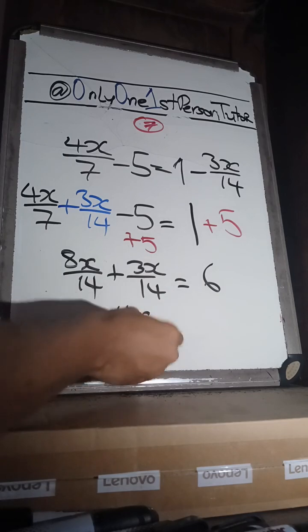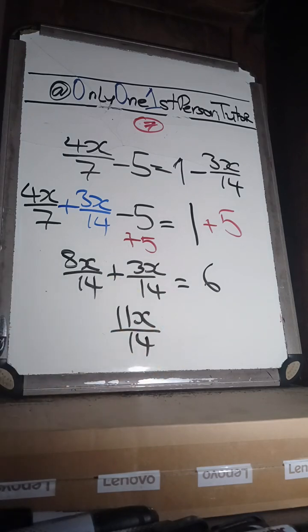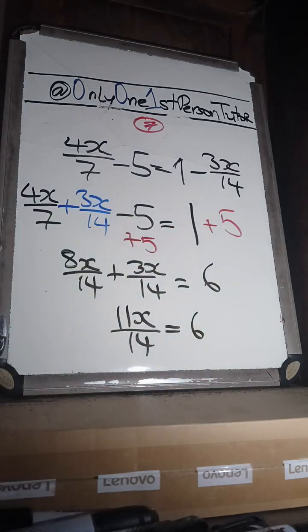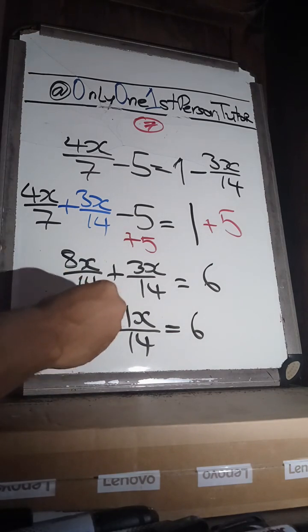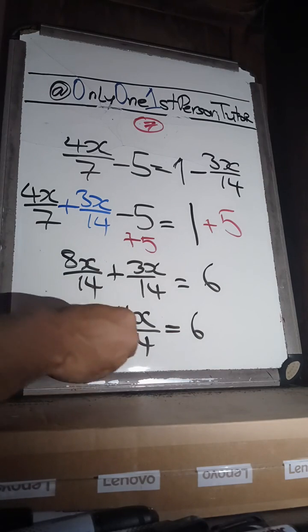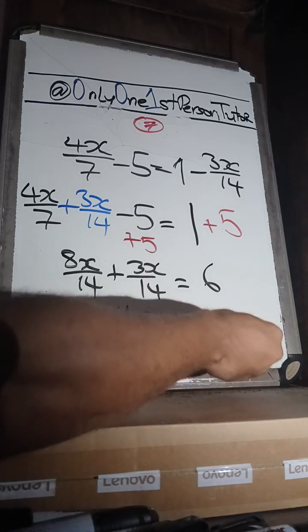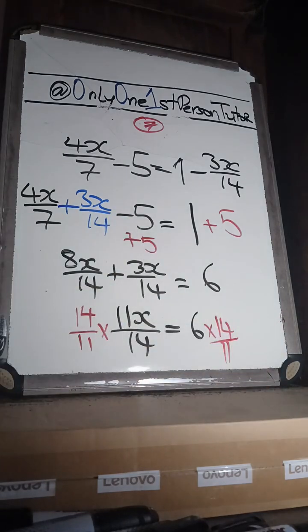And remember, the x is up here, not downstairs, so it's 11 over 14 times x over 1. So therefore, it is safe for us to multiply both sides by the inverse, which is 14 over 11. So multiply this by 14 over 11 and this by 14 over 11. So x is going to be equal to 84 over 11.